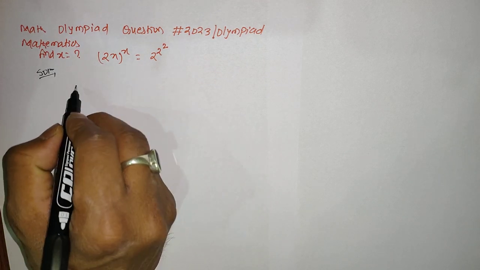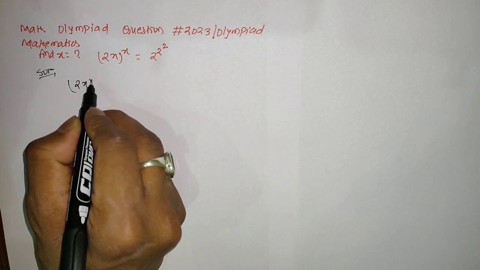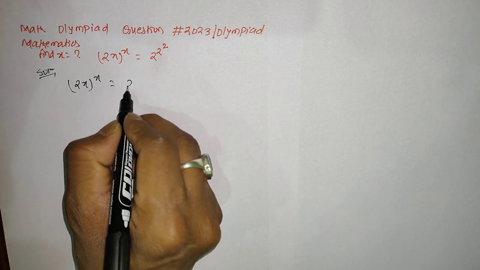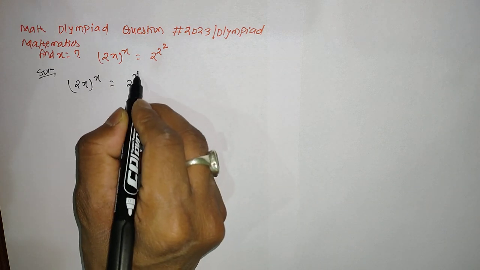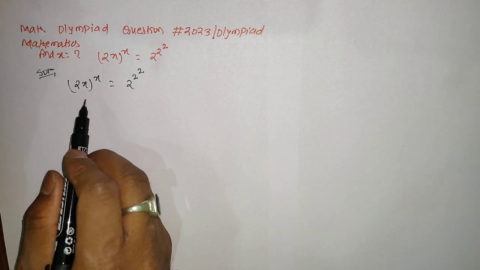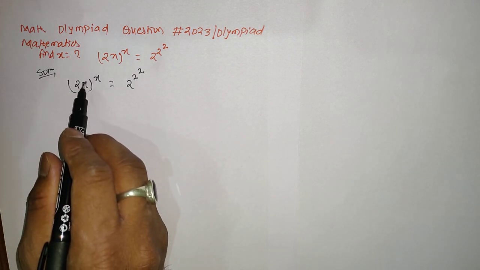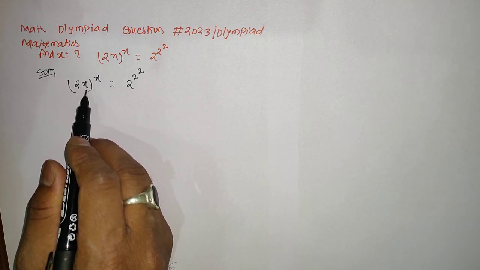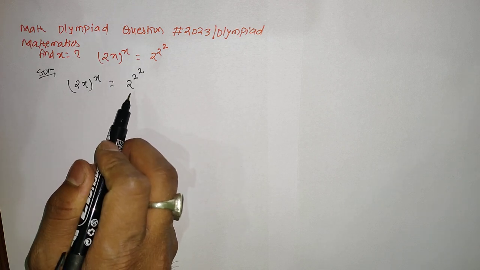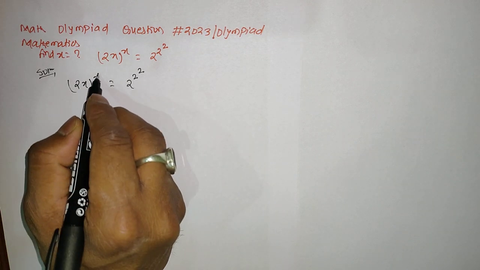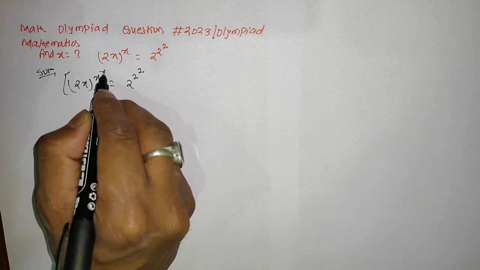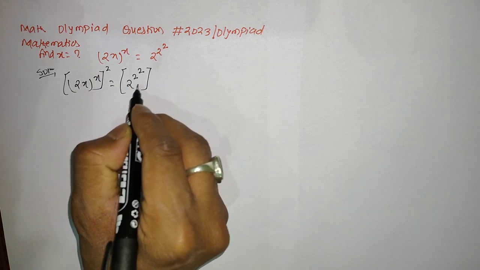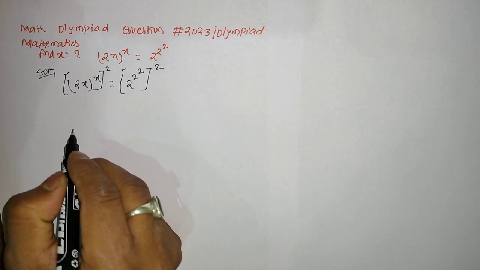So here you can see that 2x to the power x equals 2 to the power 2 to the whole power 2. In this type of question, always remember that you have to make the same form on the left hand side as well as the right hand side. For that, I'm going to raise the power on the left hand side by 2 as well as on the right hand side by 2.